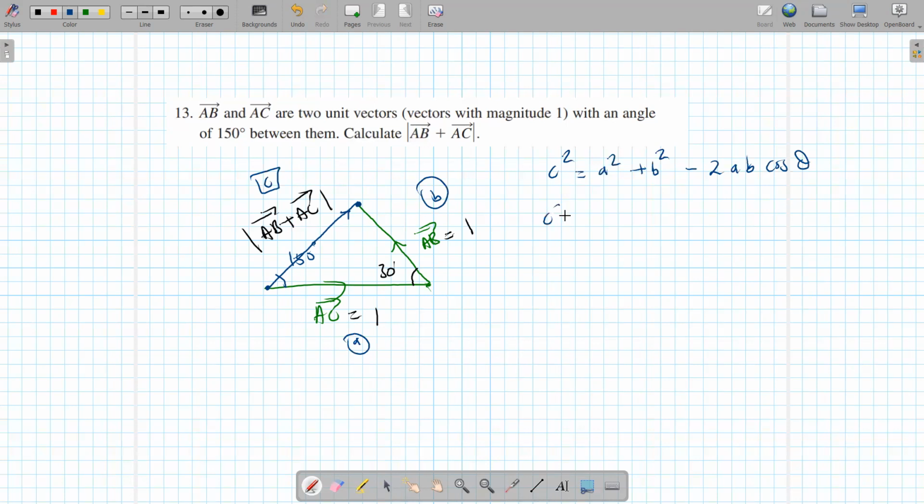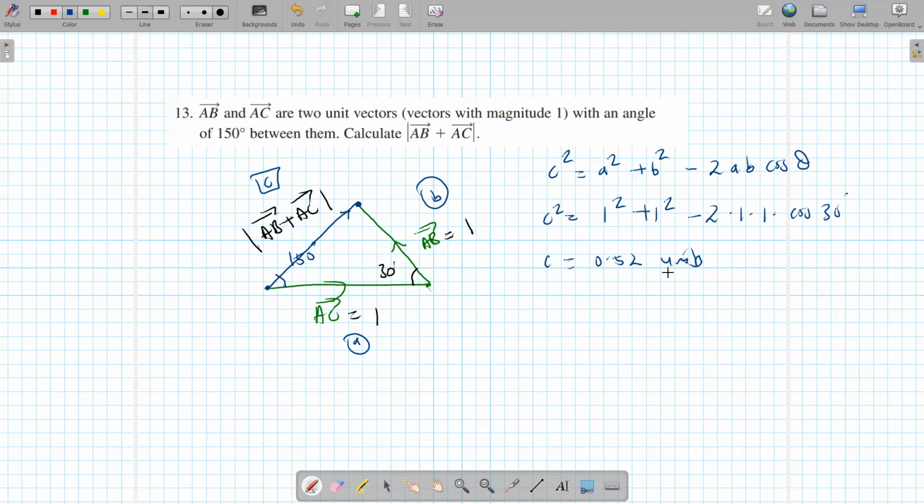So therefore, C squared is A is 1, B is also 1, so 1 plus 1 minus 2 times 1 times 1 times cosine 30. And then you just square root it and you'll get C. Square root this guy. C is therefore 0.52. Okay? Units, I guess you can call it units or whatever. And you are done. Easy peasy.